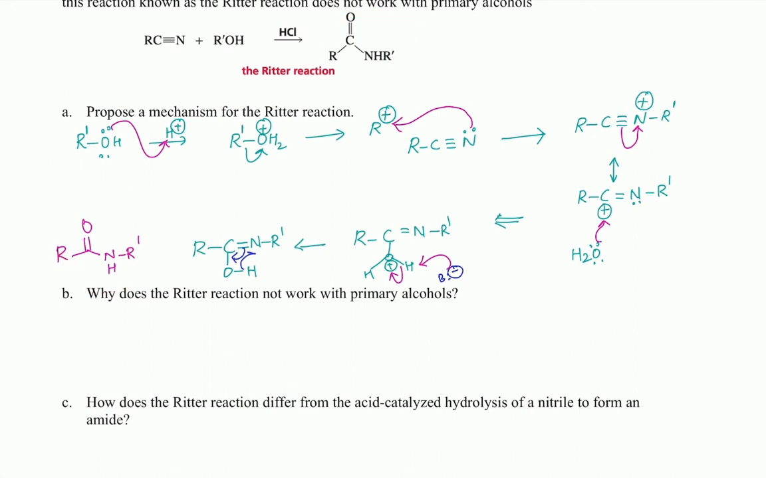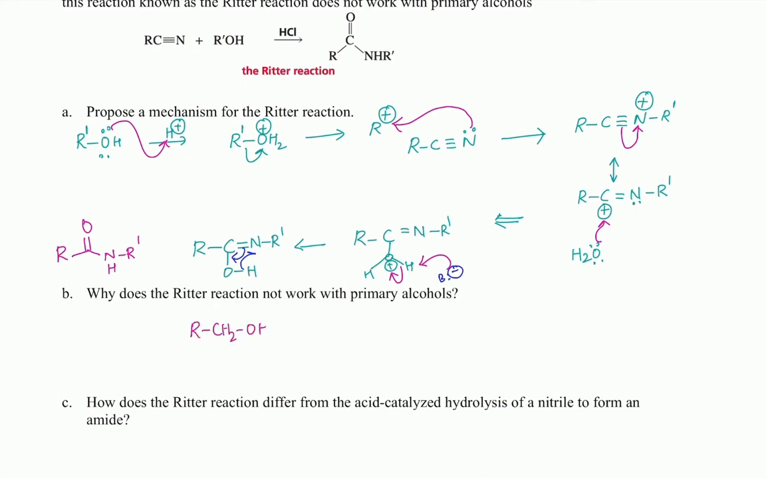Now let's address the second question we have here. Why does the Ritter reaction not work with primary alcohols? To answer this question, we need to go back to our mechanism, looking at what is happening to the alcohol. The alcohol is first getting protonated, and the leaving group is going to leave, and it's going to form a carbocation. Let's consider a primary alcohol.